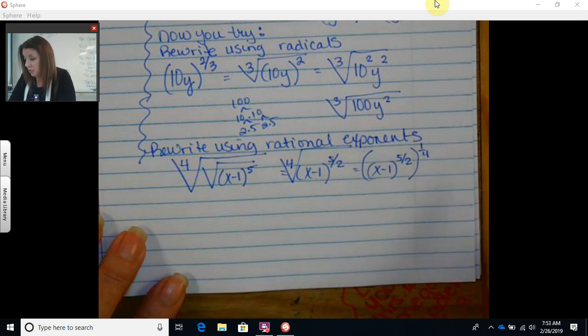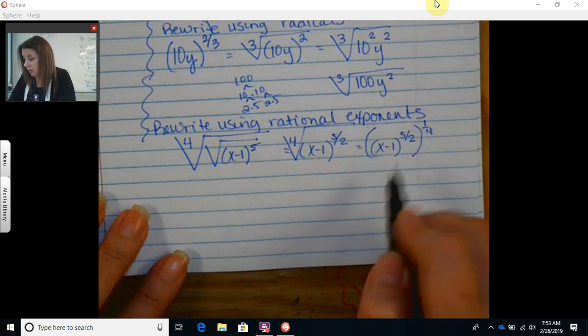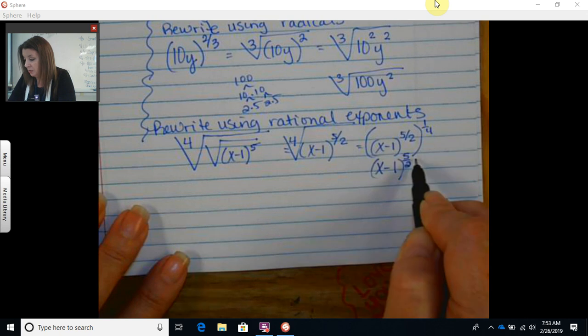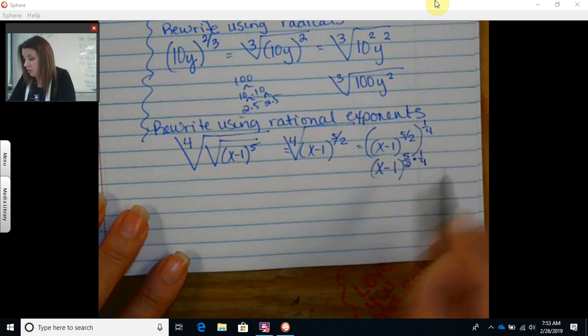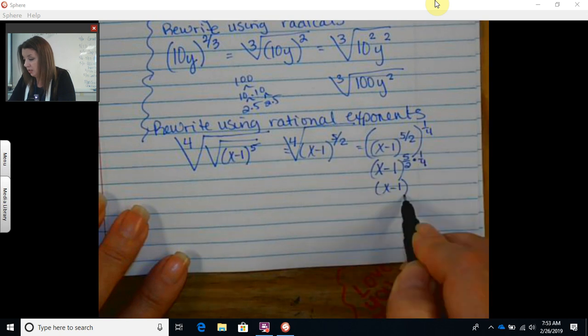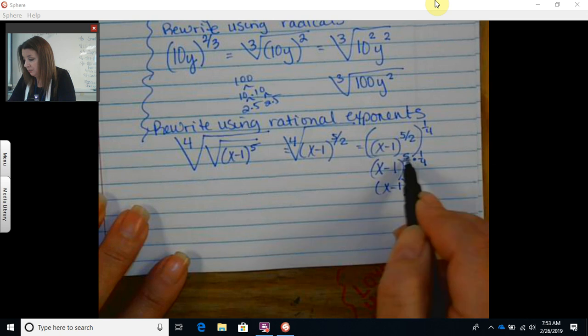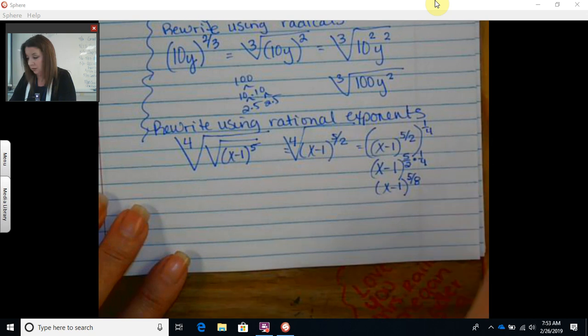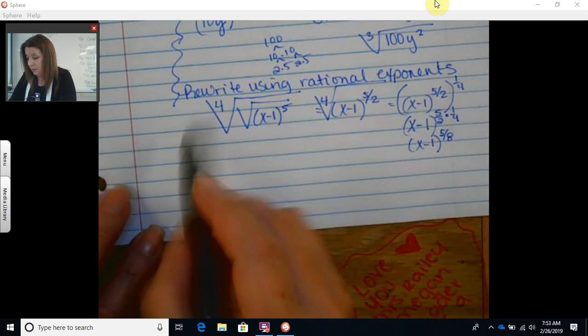So the rule says when you have power to a power, keep the base, multiply the exponents. So that's 5 halves times 1/4. So we get x minus 1 raised to the what? 5/8. And can I reduce that? No. Okay. So on my paper, I have enough room for the summary at the bottom.